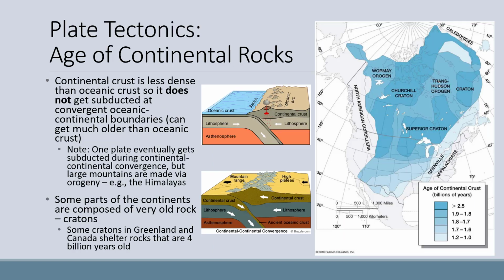Now let's talk about the age of continental rocks. Continental crust is less dense than oceanic crust, so it does not get subducted at convergent oceanic continental boundaries, which is shown in the top image on the left. This means that it can get much older than oceanic crust. Note, one plate eventually gets subducted during continental convergence or collision, which is shown on the bottom image on the left, but large mountains are made via orogeny.